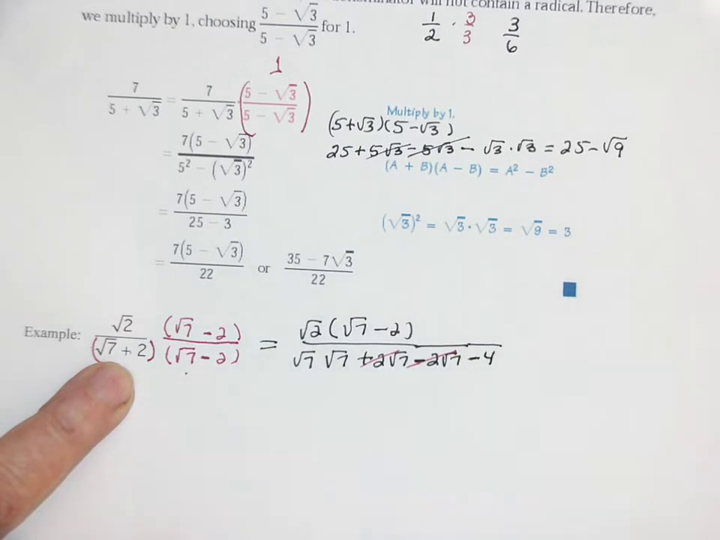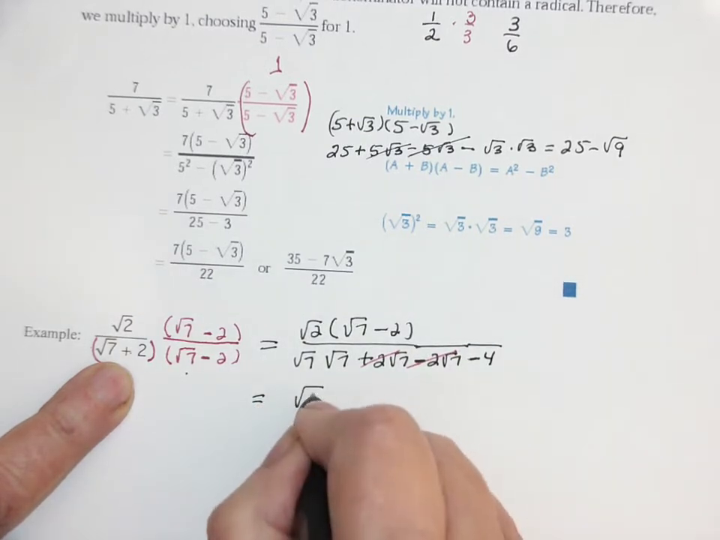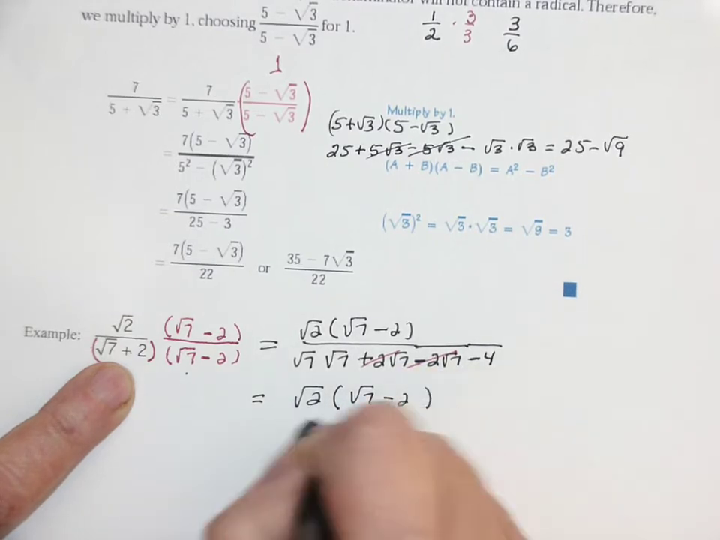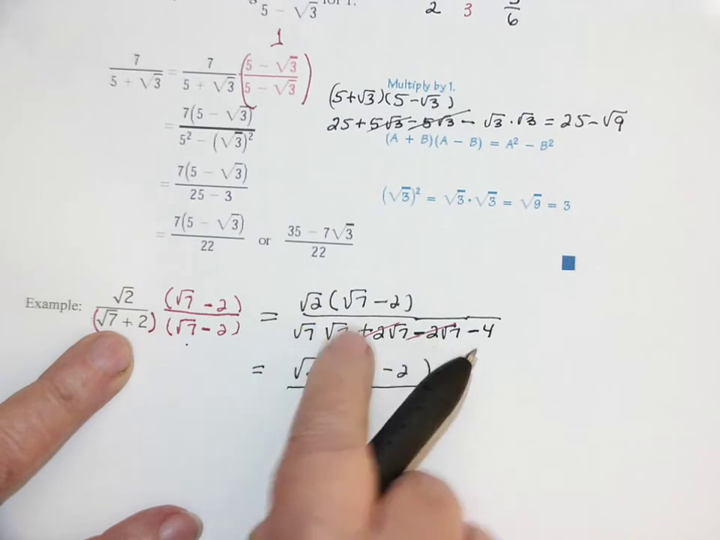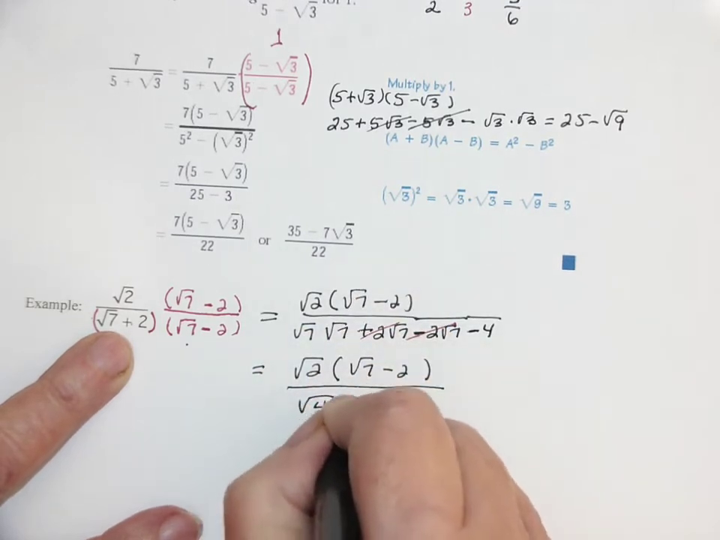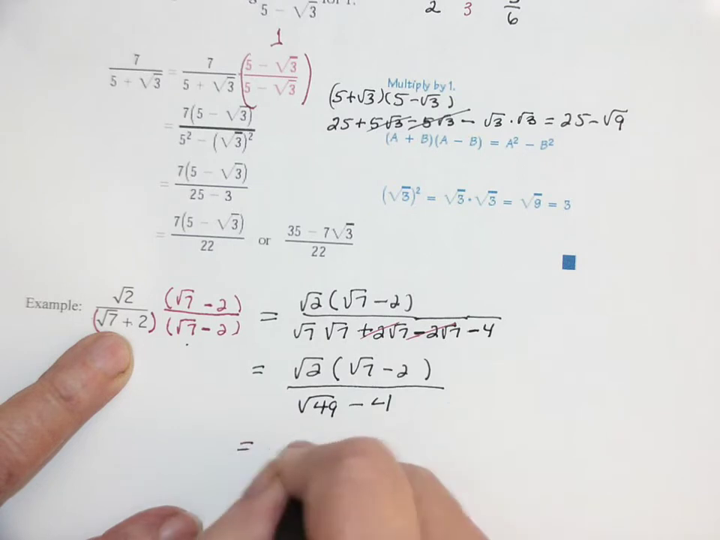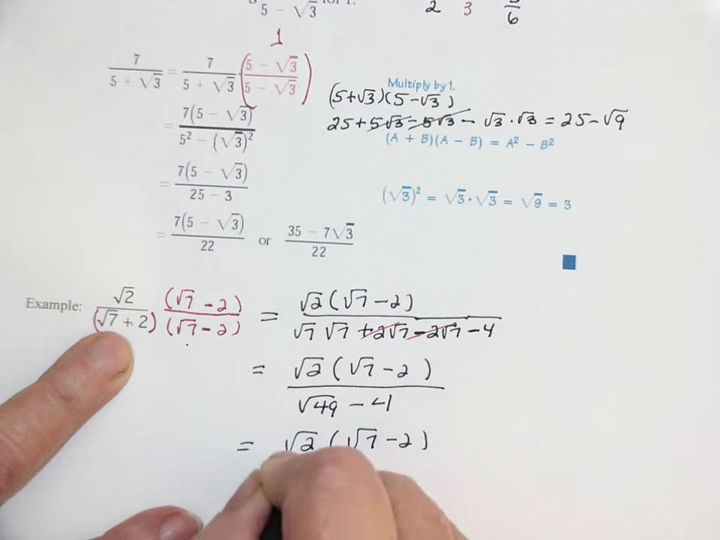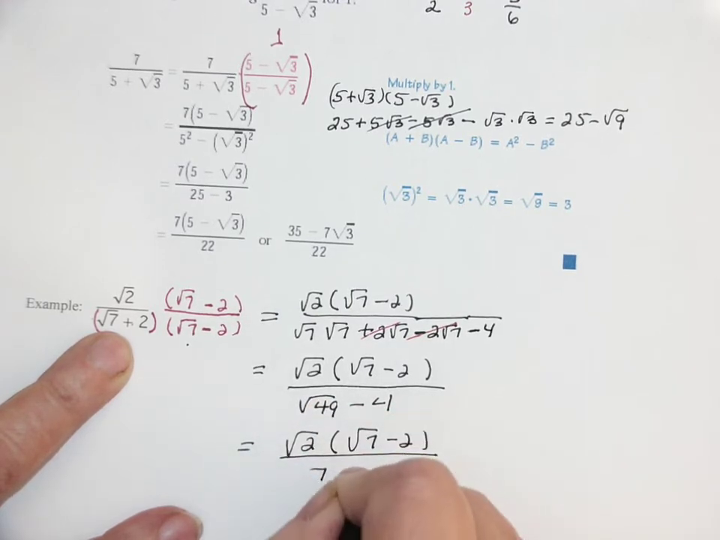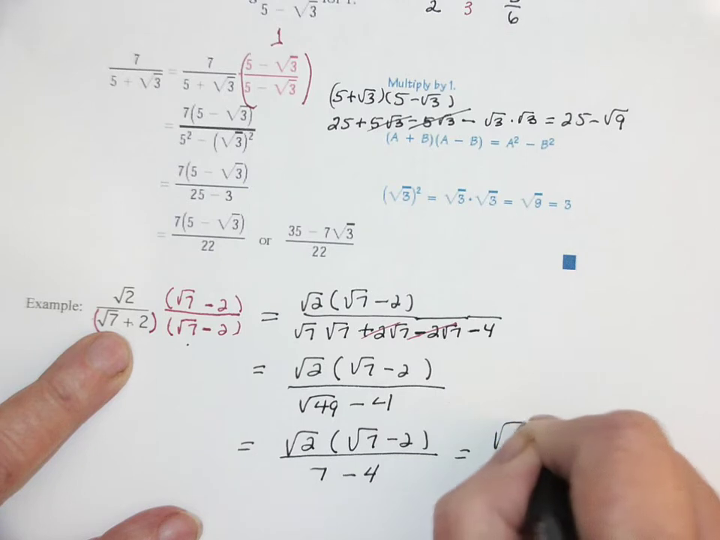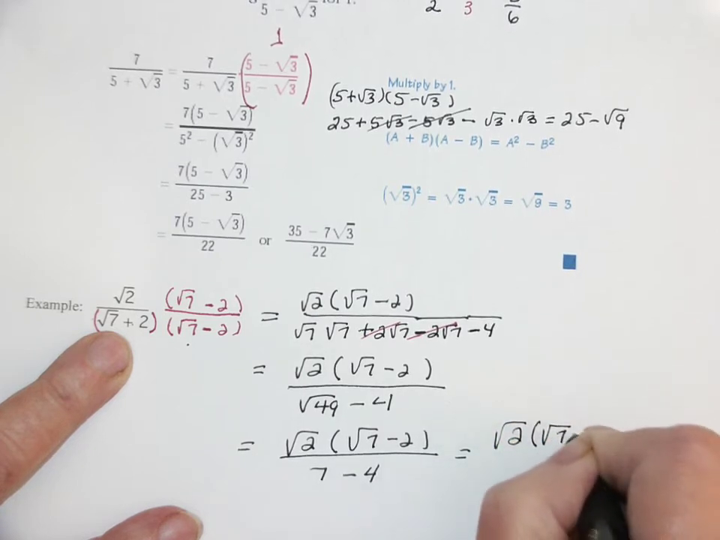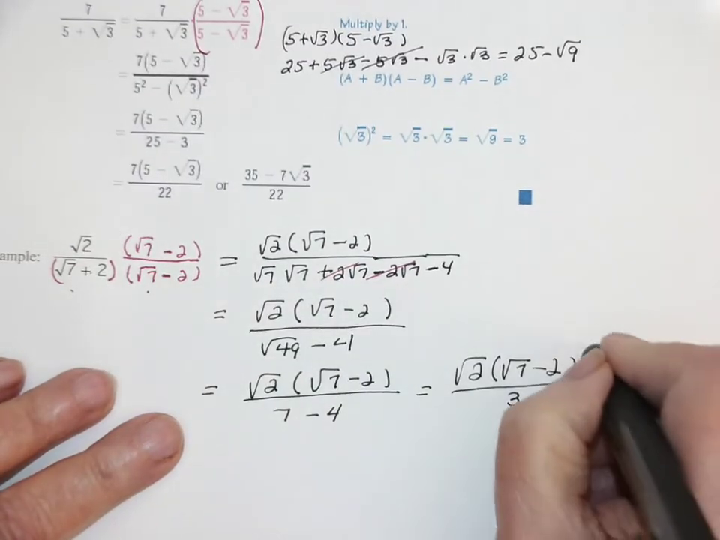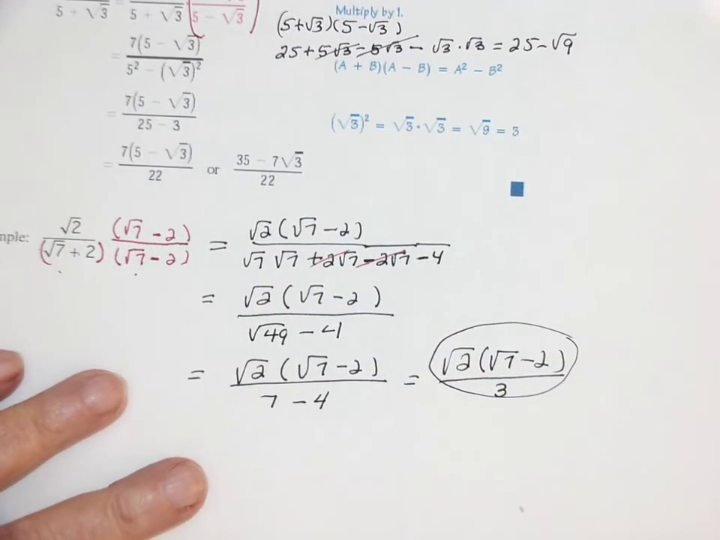These add to 0. You get the square root of 2 times the square root of 7, subtract 2, over the square root of 7 times the square root of 7, square root of 49, minus 4, which is the square root of 2 times the square root of 7, subtract 2, over 7 minus 4, or the square root of 2 times the square root of 7, subtract 2, all over 3. Can't reduce anything out. This is a perfectly okay answer depending upon what you're going to do with it.